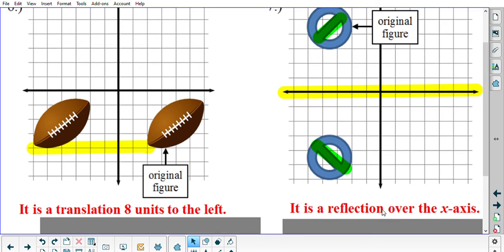So if you had 6 and 7 wrong, here's what you need to learn. If the figure is the same orientation like we have with the footballs, then it's a translation. It's just being slid, sorry, past tense. But if it is not the same orientation like we had here with the circle with the diagonal slash in between, then it's been flipped over an axis, and that would be a reflection.